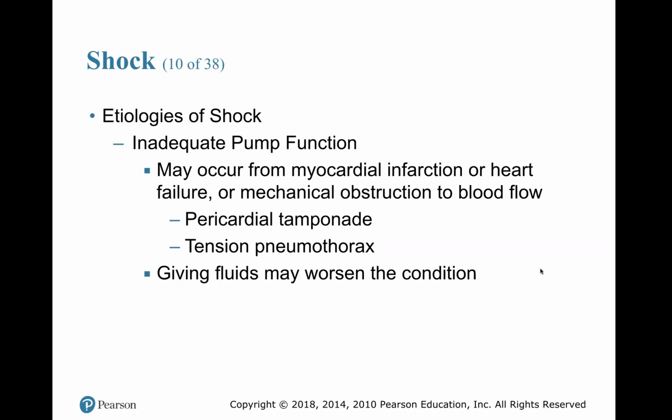Inadequate pump function may occur from myocardial infarction or heart failure, or mechanical obstruction to blood flow, which would be pericardial tamponade, which is the pericardial sac filling up with blood and compressing against the heart, and tension pneumothorax, where everything is being pushed to one side because of air in the thoracic cavity, causing pressure to be put on the heart. Giving fluids may worsen the condition.